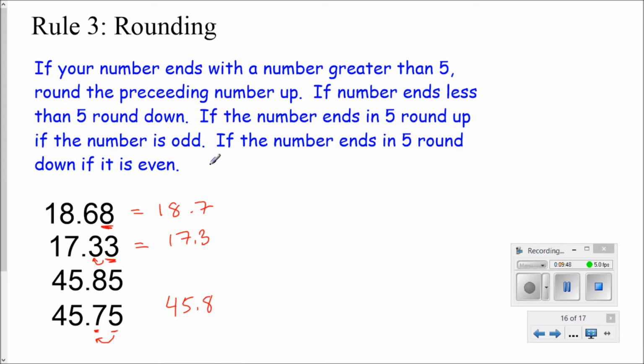If we look at this number here though, if the number ends in 5, round down if the preceding number is even. Because this number here is even, we're going to round down. 45.8. So both of these numbers round to the same number because of this rule. Now, we're not going to focus on this rule too much, so I don't want you to lose sleep over it, but it is technically on the worksheet that you're working on in class, so it is important that you follow these rules.